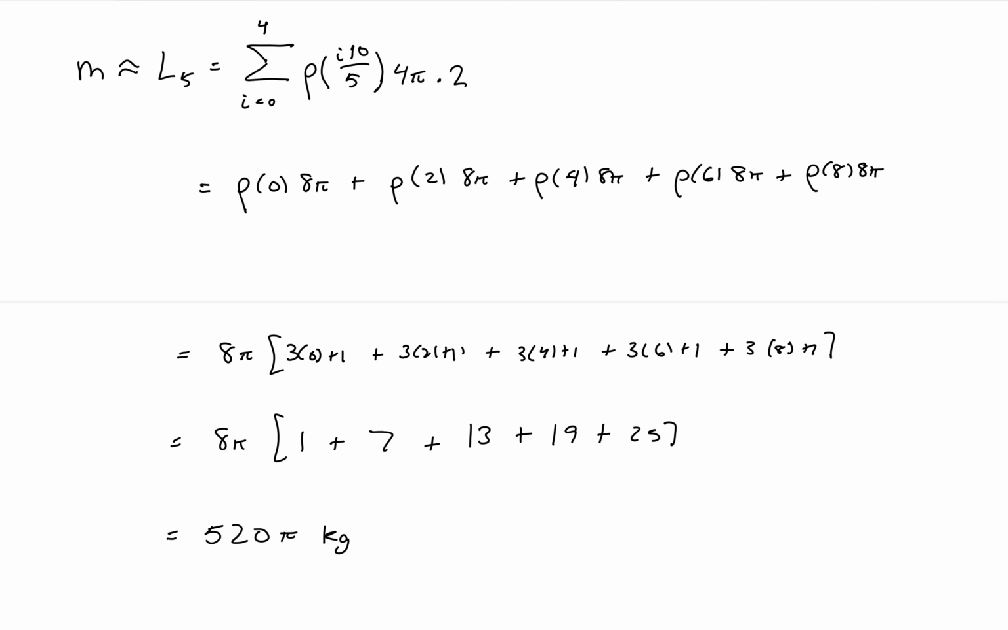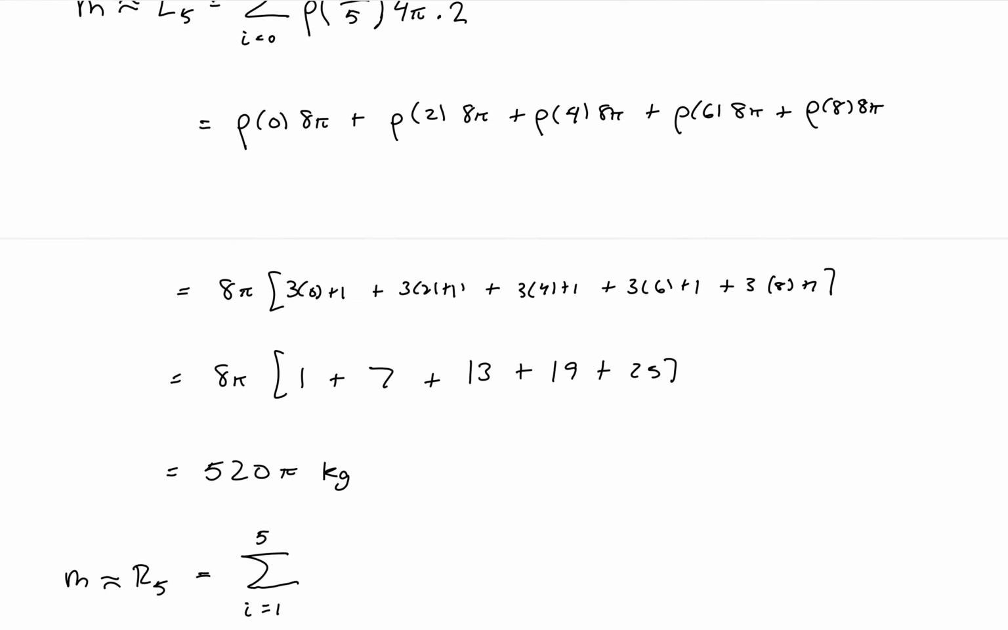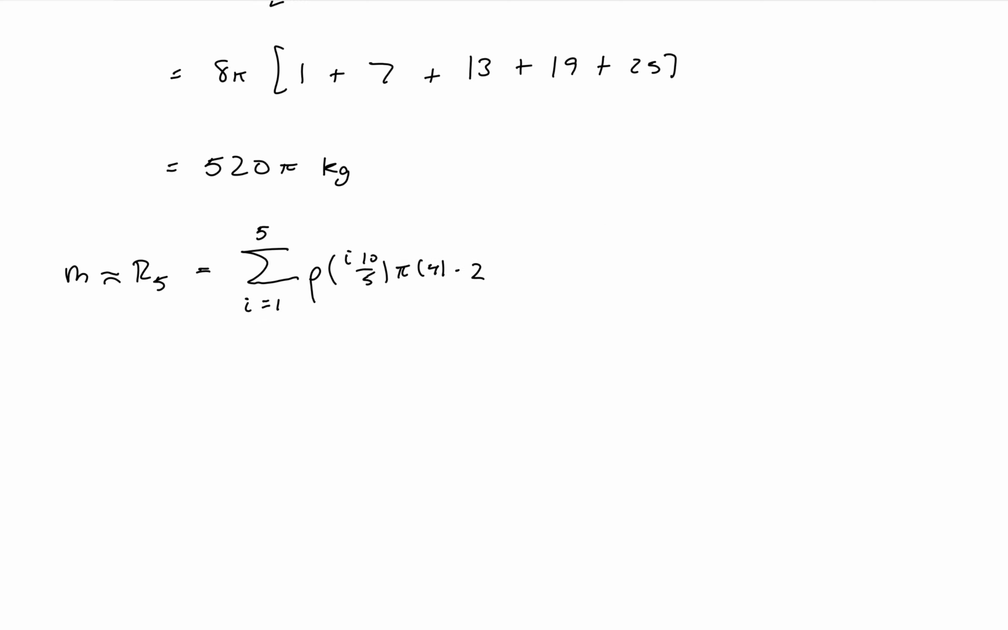Okay, and then we can do the same thing with the right-hand sum. So now we're going to start our sum at 1 and go out to 5, because that's the number of subdivisions. And this is going to be rho of i times 10 over 5 times pi times 4 times 2. So again, factor that 8 pi out.